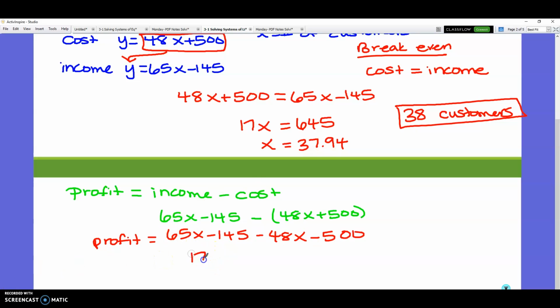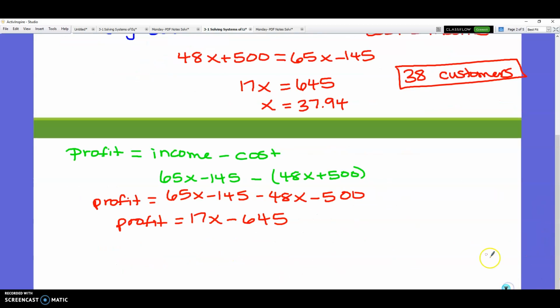Which would be 17x minus 645. So that would equal the profit. We want to know how much the profit would be if you had 60 customers. X represents the number of customers. So we'll go ahead and plug 60 in for this X.